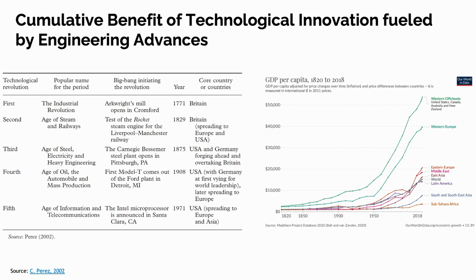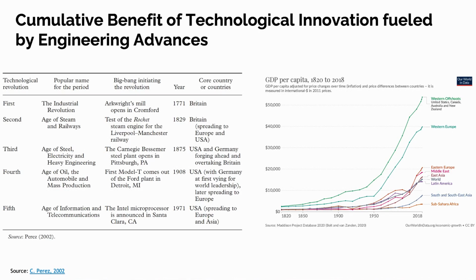Here, what I'm trying to do is to showcase the cumulative impact of what has happened. On the left-hand side is a nice chart due to a very well-known economist, Carlota Perez. She studies technological revolutions, has gone all the way back to the Industrial Revolution, and points to five technological revolutions. I've talked mostly about the fifth one, the Age of Information and Telecommunications. If you look at her description of the Big Bang for the fifth revolution, it's the Intel microprocessor announced in Santa Clara in 1971, which is why I started my story on chips in 1971.